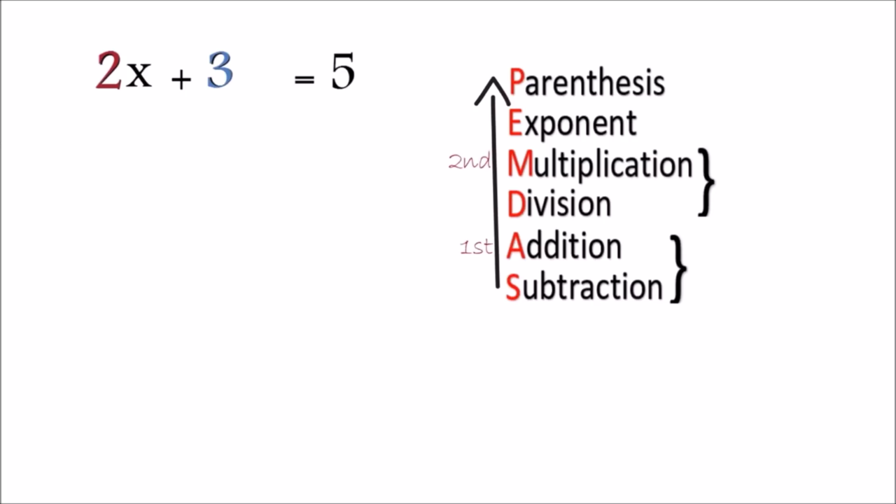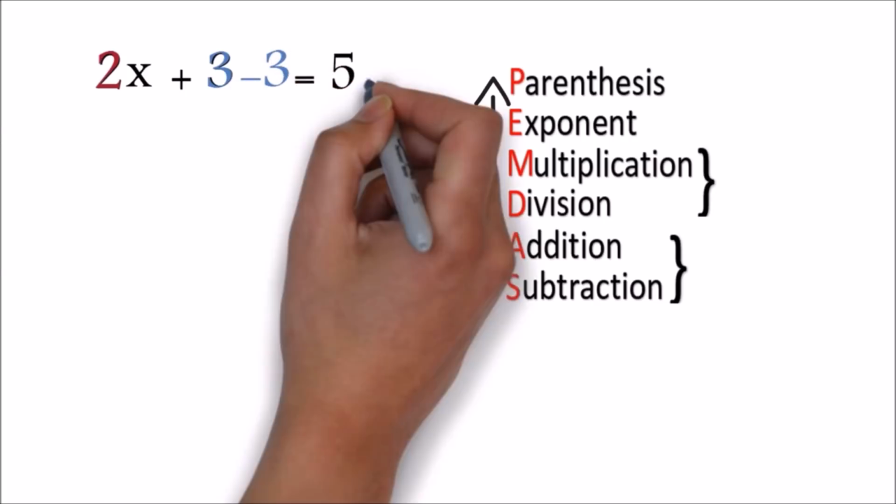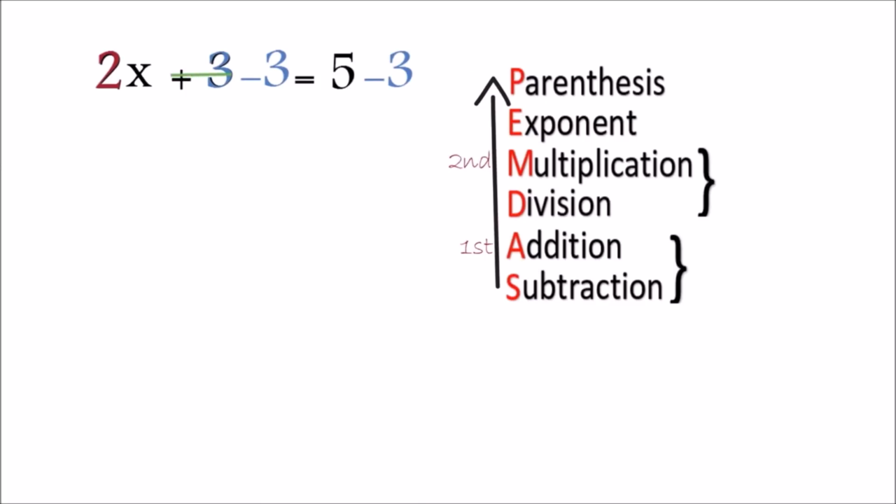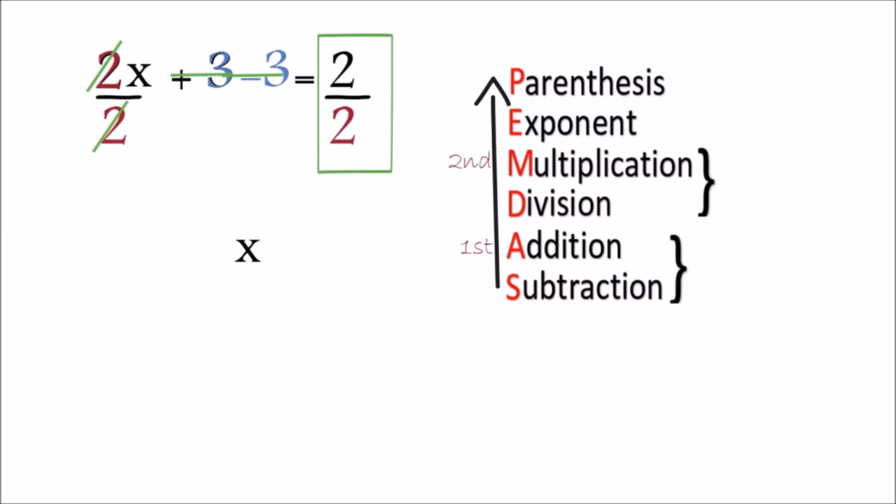We get rid of the plus 3 by subtracting 3 from both sides. The 3 cancels out. 5 minus 3 is 2. Next, we get rid of the times 2 by dividing both sides by 2. The 2 will cancel out. 2 divided by 2 is 1. Therefore, x equals 1. Let's look at another example.